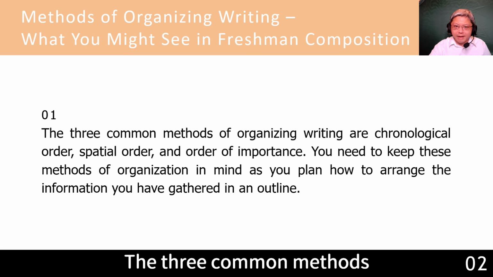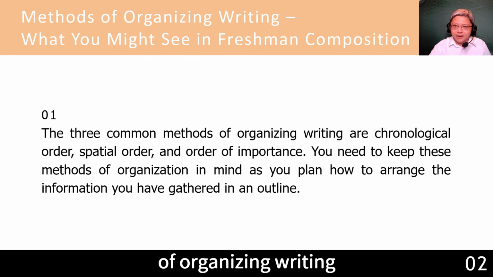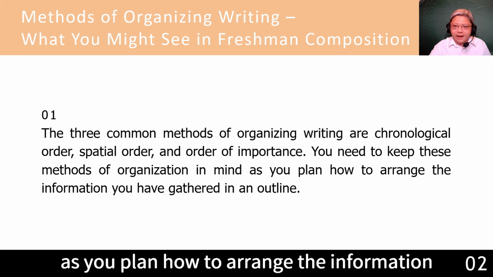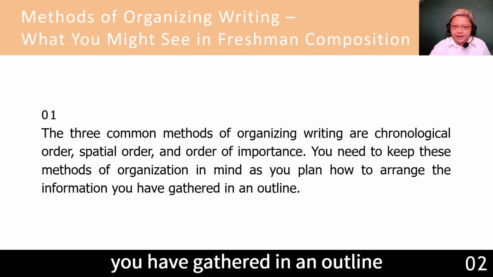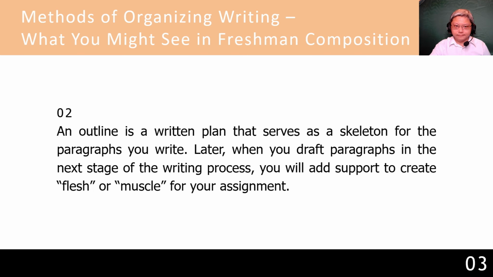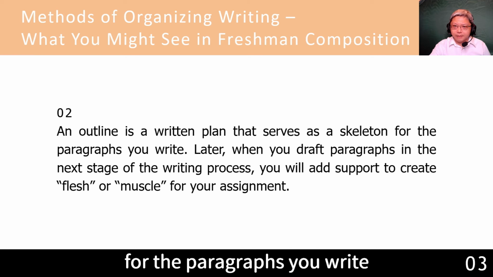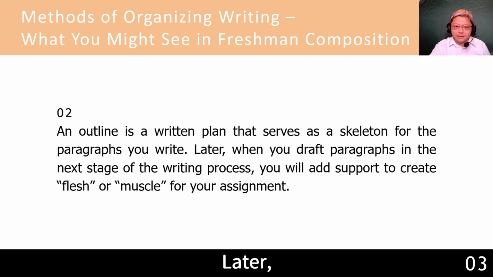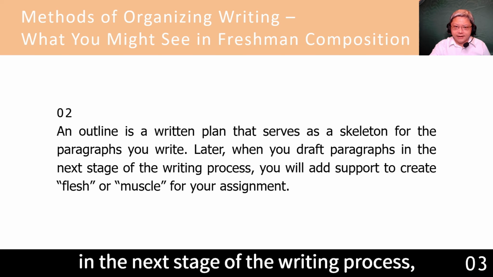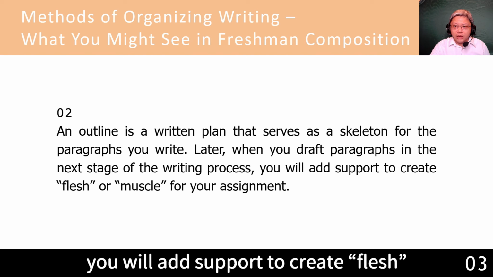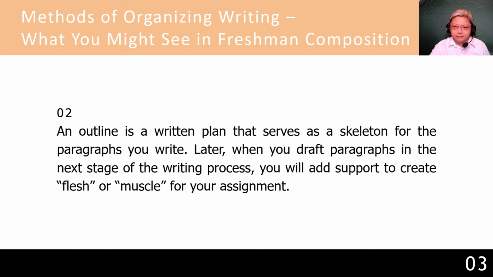The three common methods of organizing writing are chronological order, spatial order, and order of importance. You need to keep these methods of organization in mind as you plan how to arrange the information you have gathered in an outline. An outline is a written plan that serves as a skeleton for the paragraphs you write. Later, when you draft paragraphs in the next stage of the writing process, you will add support to create flesh or muscle for your assignment.